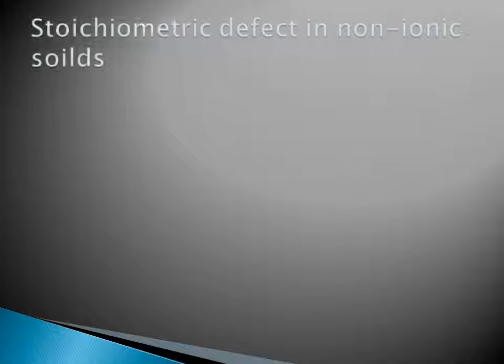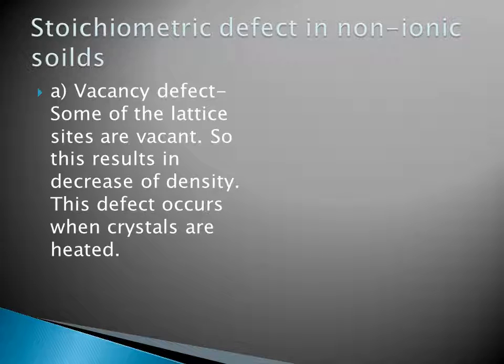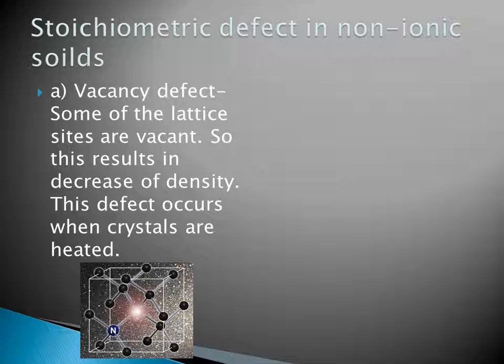In non-ionic solids, there are two types of stoichiometric defect. The first, vacancy defect. Some of the lattice sites are vacant. That is why it is called vacancy defect. Now this happens when the crystals are heated. Due to the loss of atoms, the density decreases.